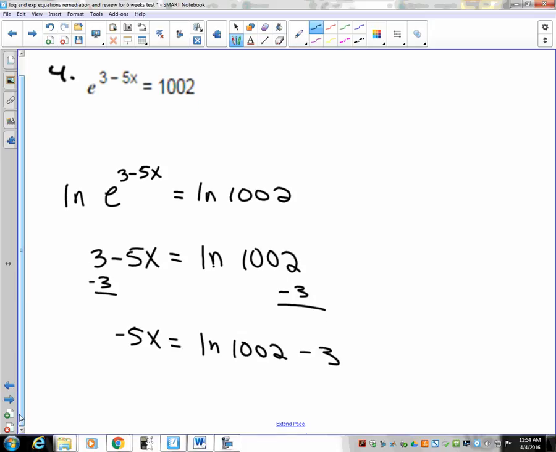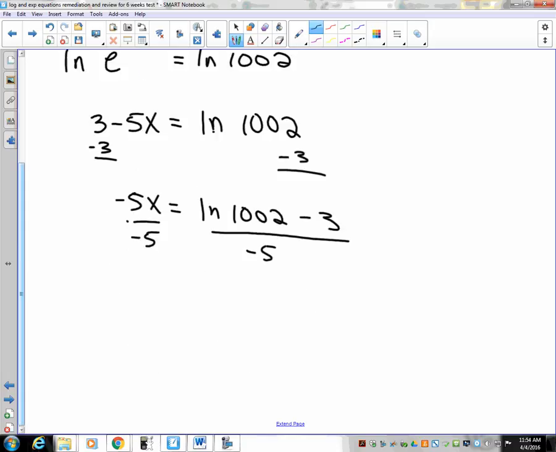Divide by negative 5. Okay. Now, all of that by negative 5, right? Okay. Now, that's my answer in terms of natural logs. Now, let's talk about pushing this in the calculator. I'm going to pull this one up.